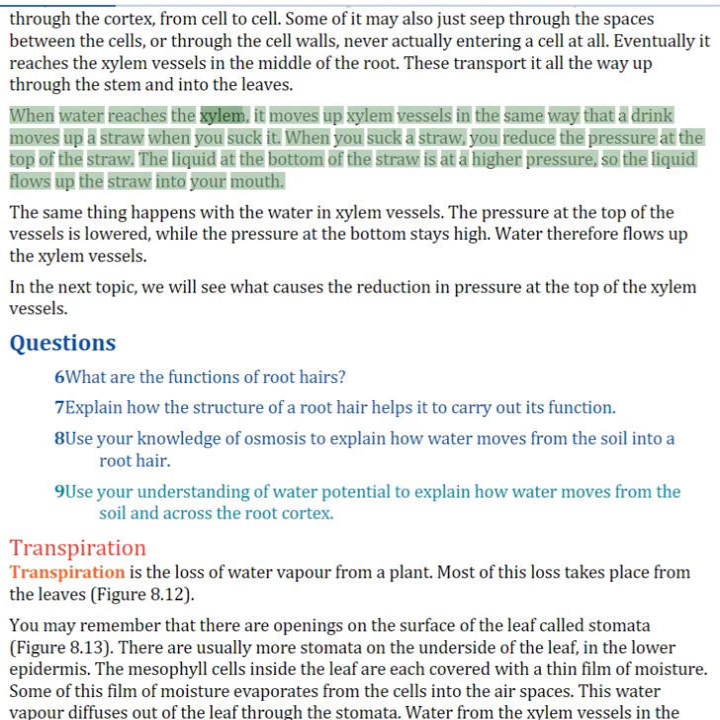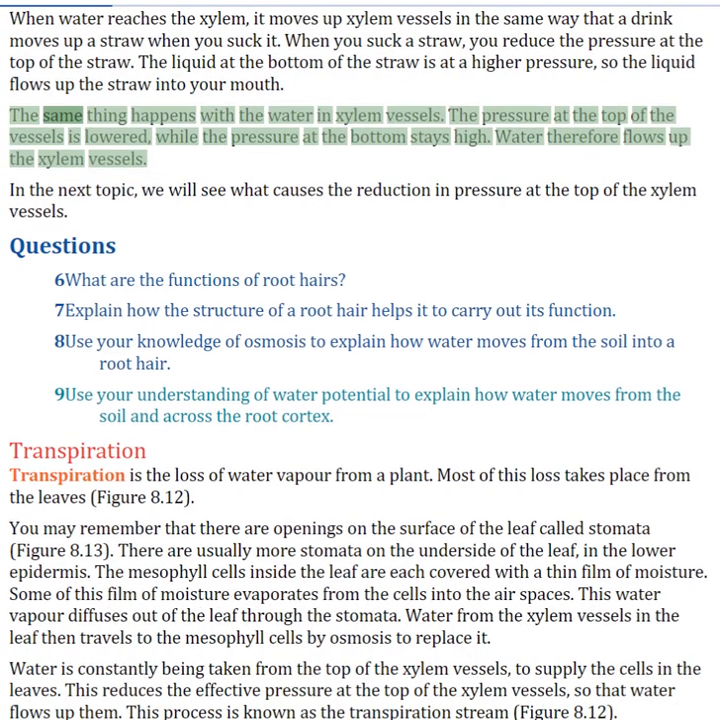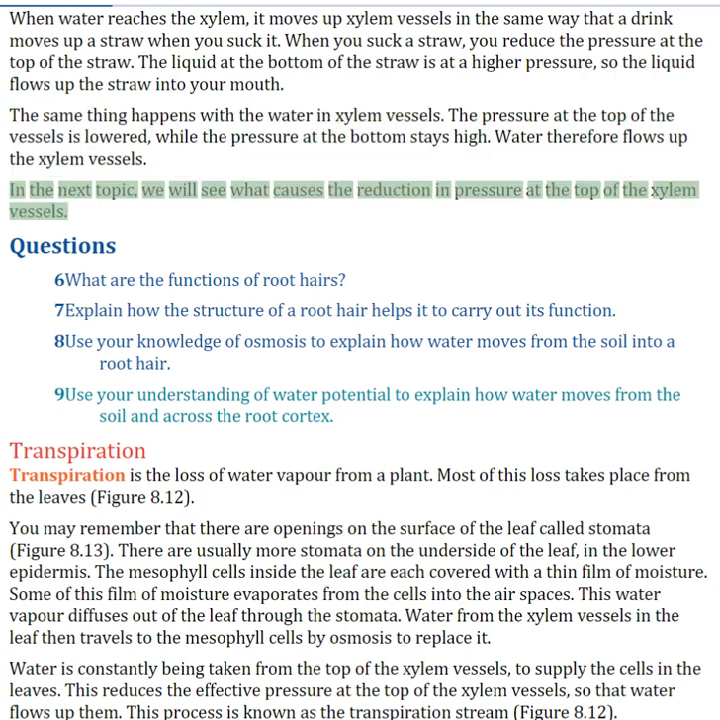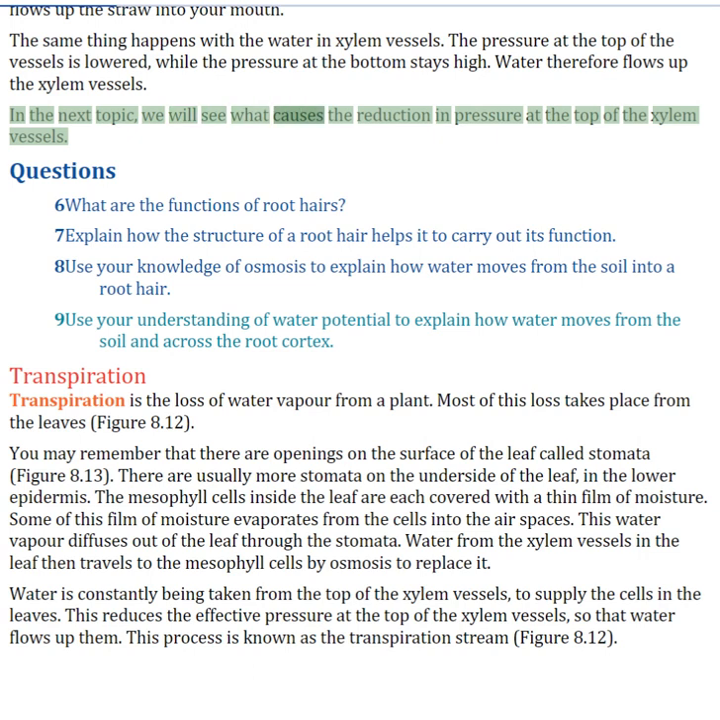When water reaches the xylem, it moves up xylem vessels in the same way that a drink moves up a straw when you suck it. When you suck a straw, you reduce the pressure at the top of the straw. The liquid at the bottom of the straw is at a higher pressure, so the liquid flows up the straw into your mouth. The same thing happens with the water in xylem vessels. The pressure at the top of the vessels is lowered, while the pressure at the bottom stays high. Water therefore flows up the xylem vessels. In the next topic, we will see what causes the reduction in pressure at the top of the xylem vessels.